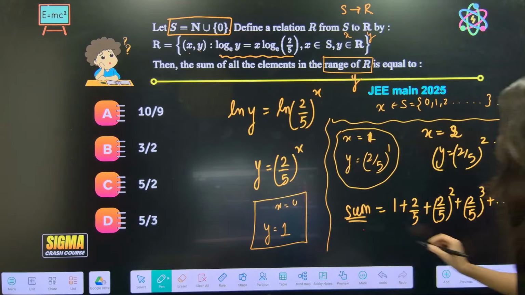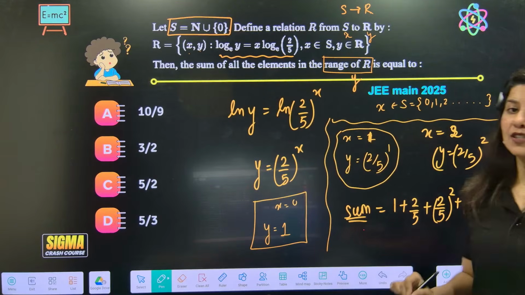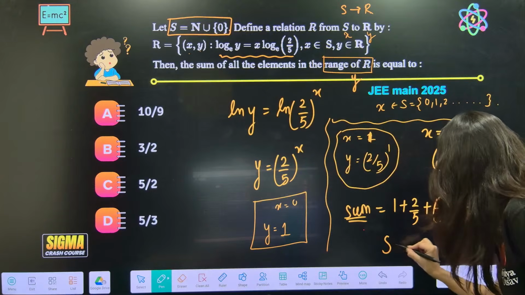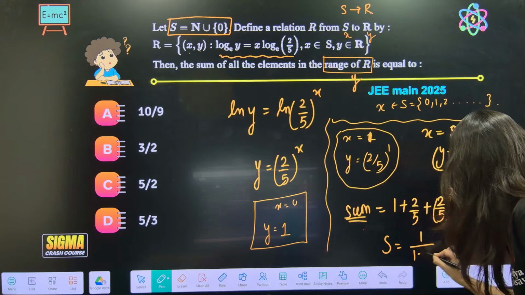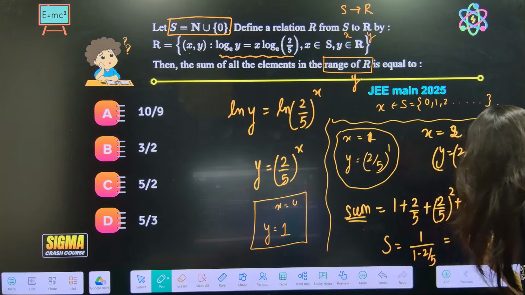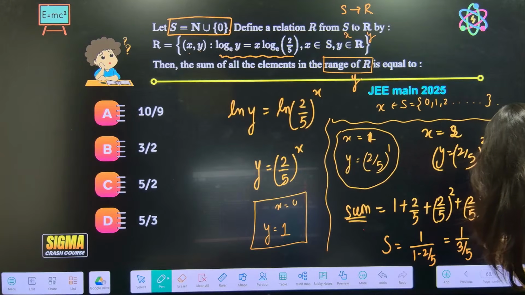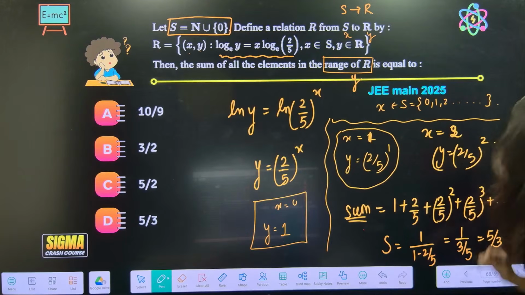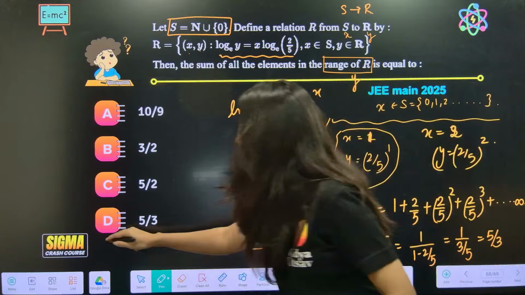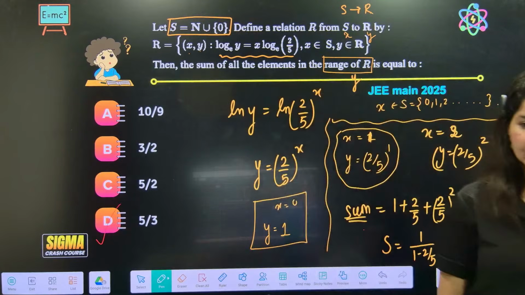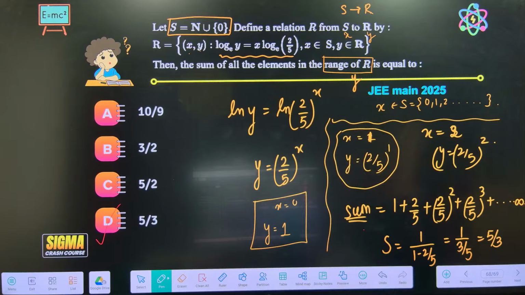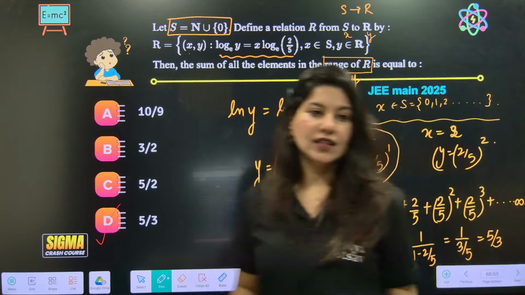way up to infinity. This is an infinite geometric progression and the sum will be equal to a upon 1 minus r. Okay, so 1 upon 3 by 5. So this is your 5 by 3. 5 by 3 is option D. Okay, option D is absolutely correct.